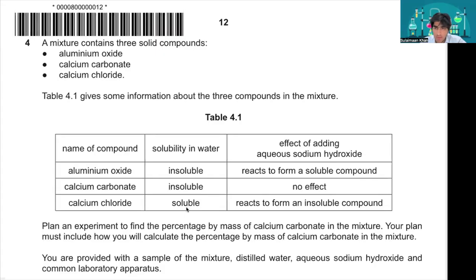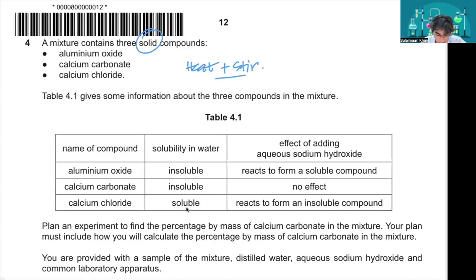Through the filter funnel, yes, you pour distilled water to remove traces, because I don't care about the filtrate. A mixture contains three solid compounds: aluminum oxide, calcium carbonate, and a third, and it's solid. So again, solubility is going to come into play. And if solubility is going to come into play, remember, I'll heat it as well. I'll also stir it simultaneously to ensure that all the reactants are being mixed.